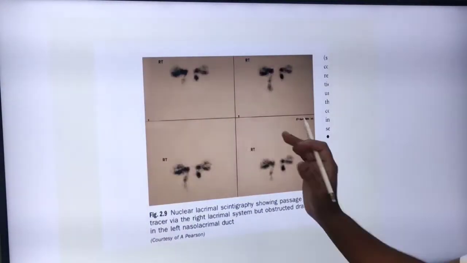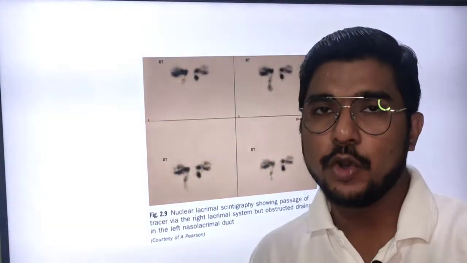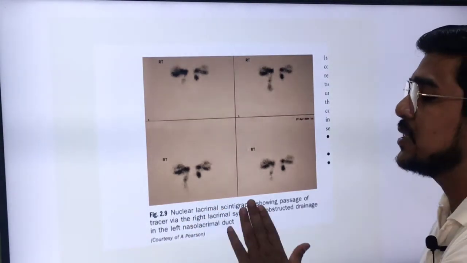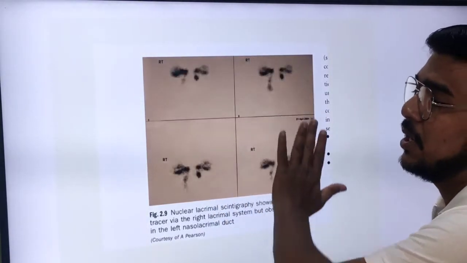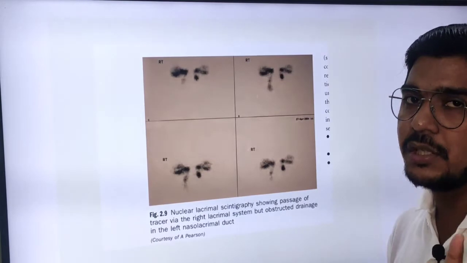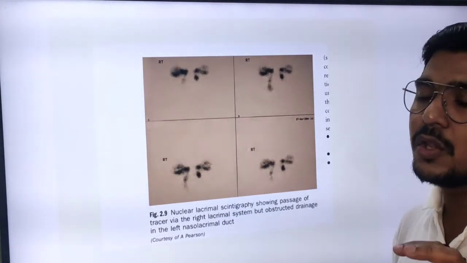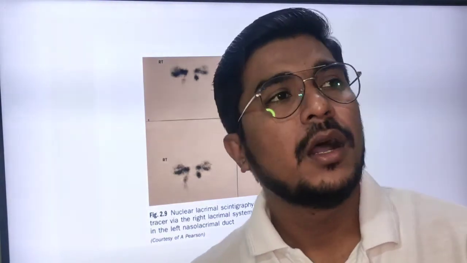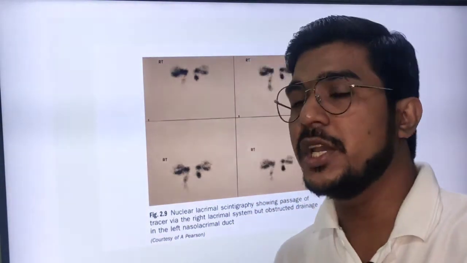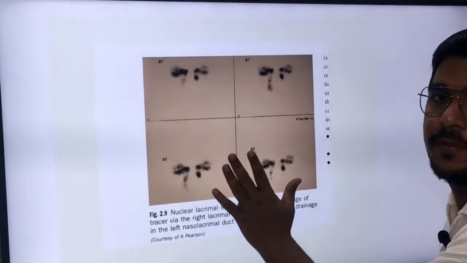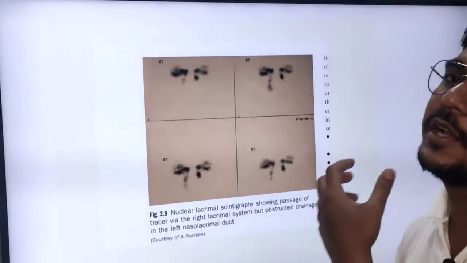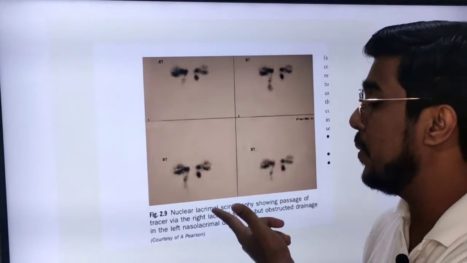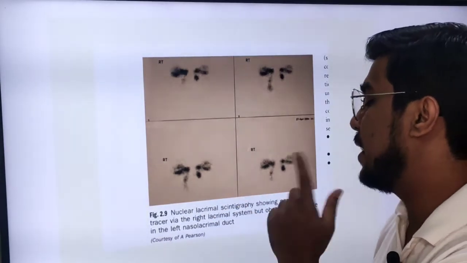Now there is one another investigation, or imaging rather, that is called nuclear lacrimal scintigraphy. This is done under more physiological conditions, and when you don't know about the position of the blockage by the dye, that is DCG, this can help. I have put it because they can sometimes give this photograph and just ask the name. So you should remember the nuclear lacrimal scintigraphy.